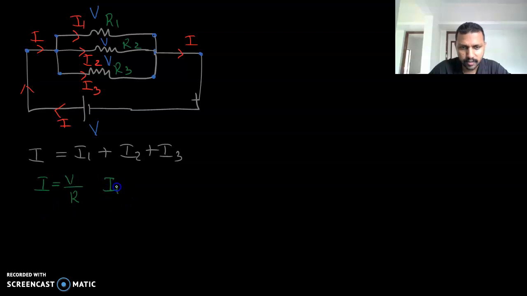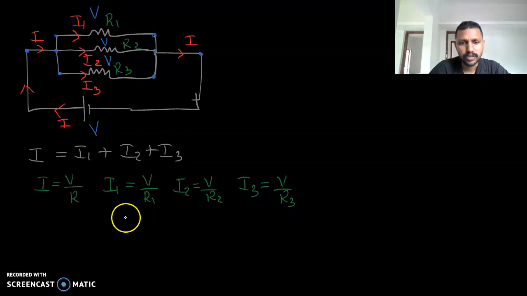That means, what's I1? I1 should be equal to the potential difference across R1 divided by R1, that is V by R1. Similarly, I2 should be equal to V by R2, and I3 should be equal to V by R3. Clear? Then let's substitute for I. In this case, we will get V by R is equal to V by R1 plus V by R2 plus V by R3.